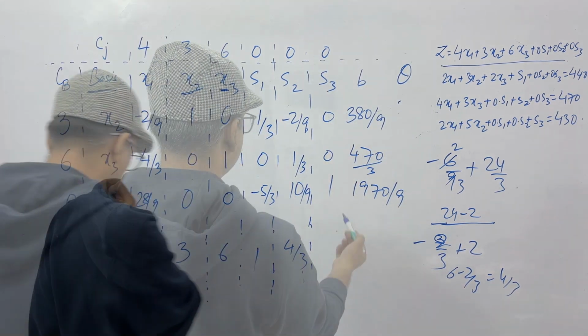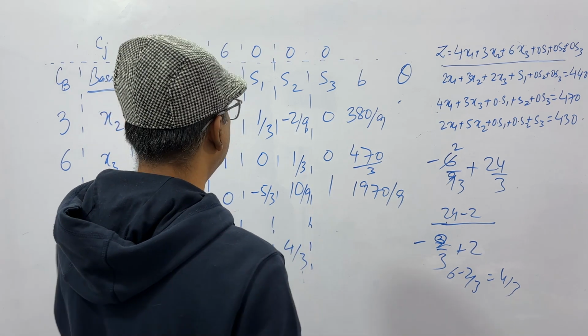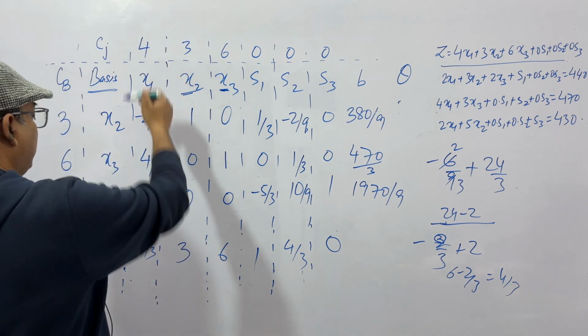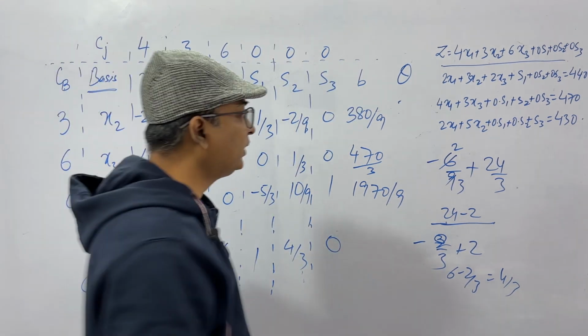Okay. Now 0 minus, what is this? Zj is this into 0 into 0, so this is 0. Okay. Now Cj, this minus this, that is 4 minus 22 by 3.